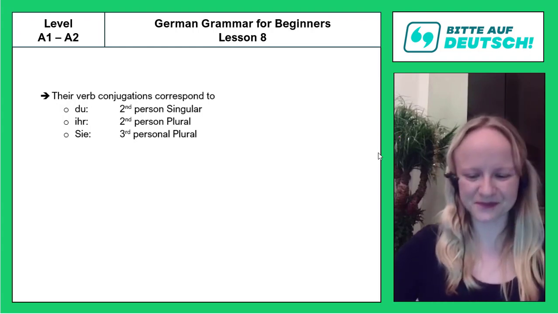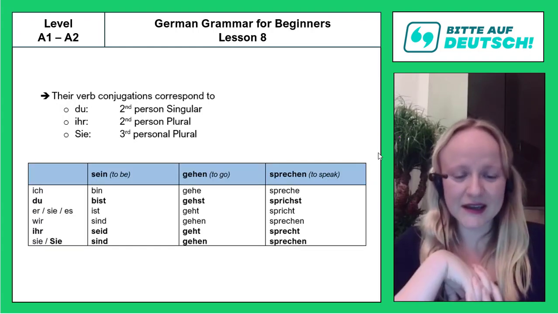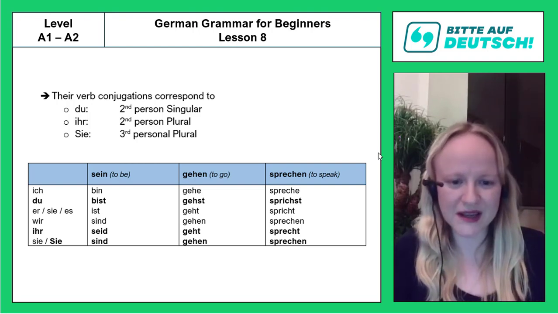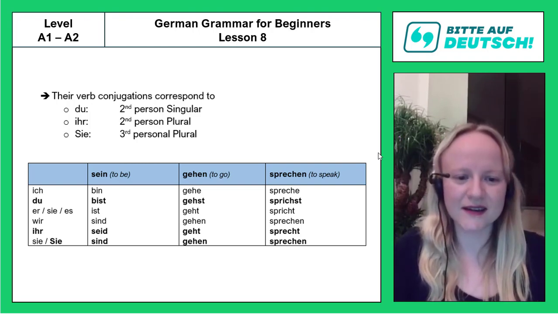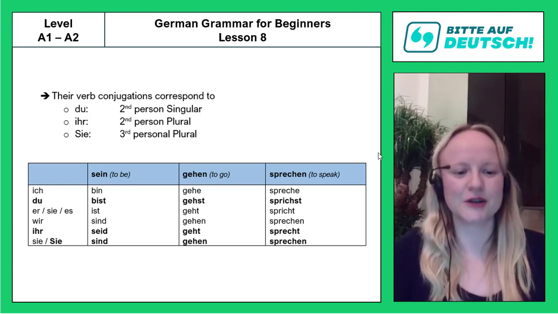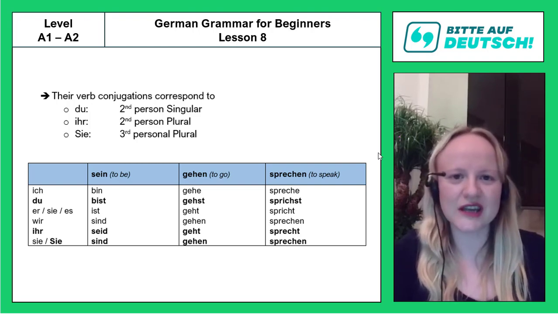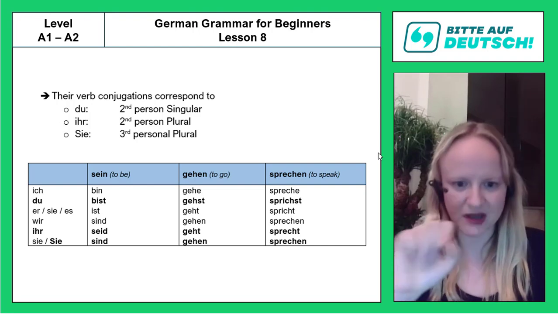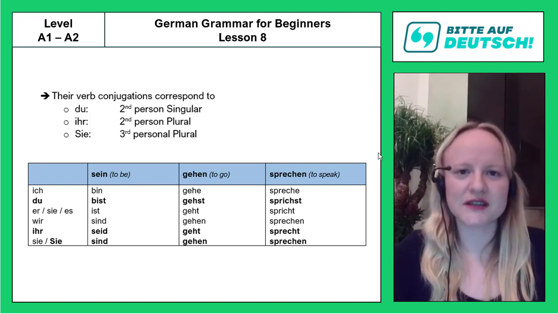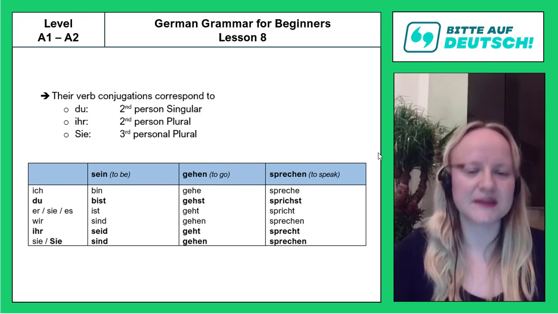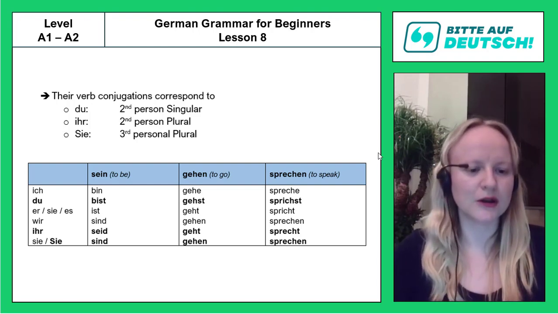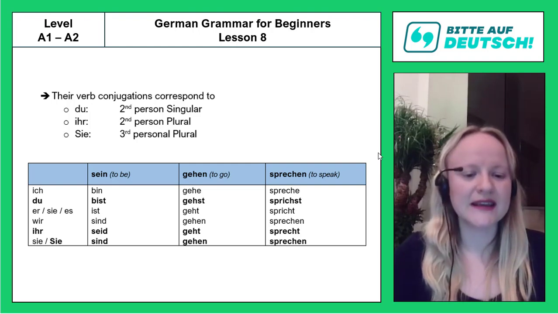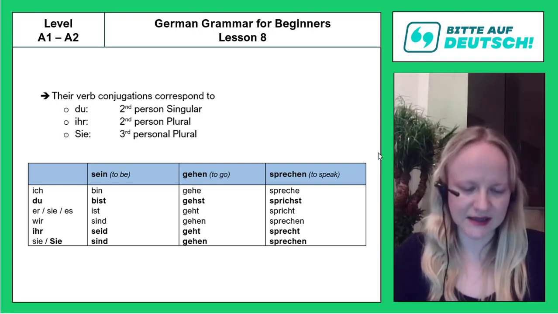Very important. So here are three verbs that we already studied together. The verb to be, to go, and to speak. Sein, gehen, and sprechen. These conjugations are not new to you, but I highlighted in bold the conjugations that you need for each of the speech levels that you use with people. So, du bist, du gehst, and du sprichst. Ihr seid, ihr geht, and ihr sprecht.